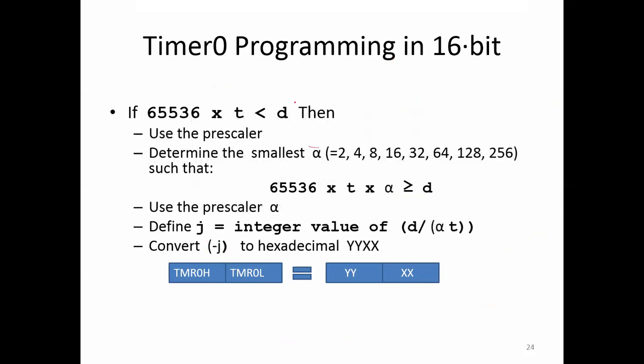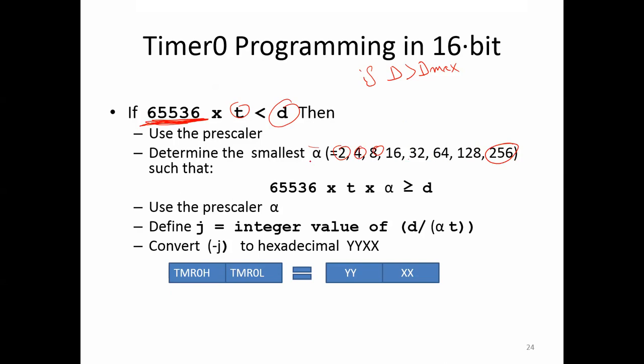Now, if our delay is greater than the delay max, what is the delay max? The delay max is the period multiplied by the number of counts, which is the max. In that case, we have to use the prescaler. So what are the values of the prescaler? The prescaler can be 2, 4, 8, 16, till 256. So which one do we have to select?